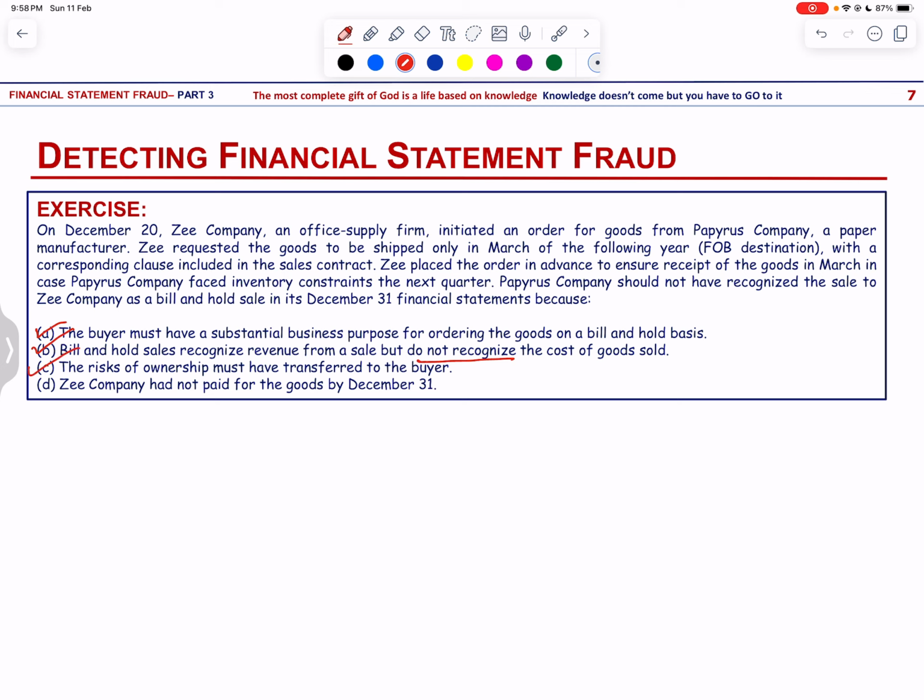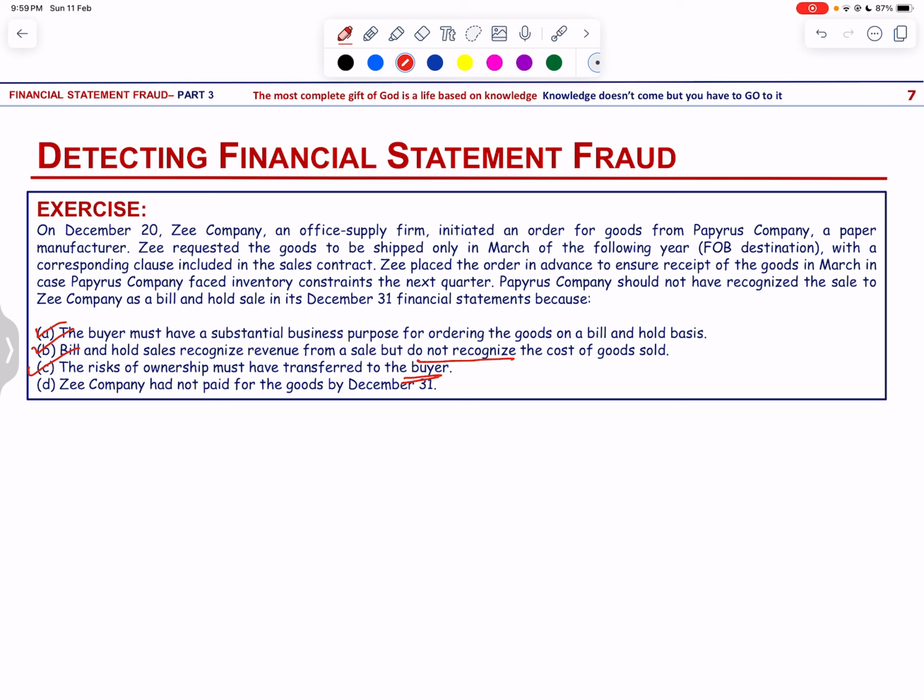Okay, look at number C. The risk of ownership must have transferred to the buyer. Now, the rationale behind selecting C is correct. And the rationale behind this is that the FOB destination clause in the sales contract delays the transfer of ownership risk to the buyer until the goods are shipped in March. Hence, the sale cannot be recognized in December when the order was placed.